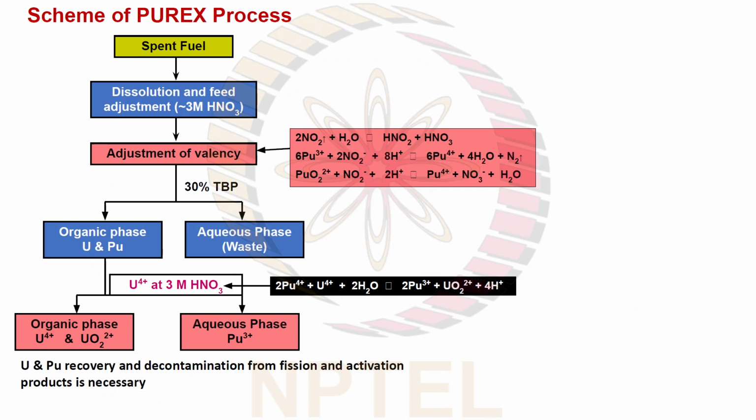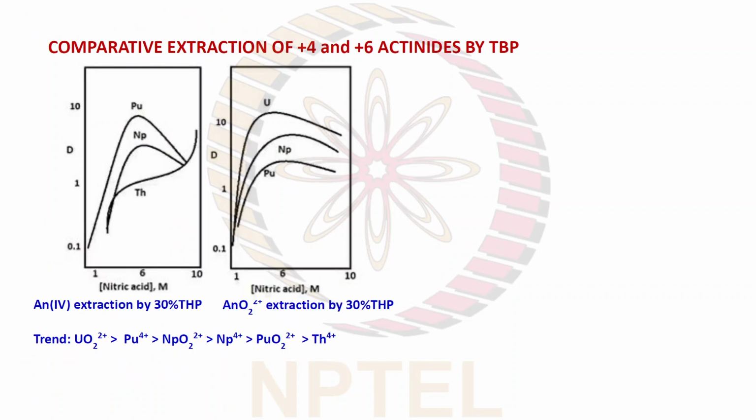The scheme of the Purex process is: there is a spent fuel, then dissolution and feed adjustment by 3 molar HNO3, adjustment of valency, then 30% TBP, with uranium and plutonium in the organic phase and waste in the aqueous phase. Then there is the organic phase with U4+ and UO2 2+ in the aqueous phase. U and Pu recovery and decontamination from fission and activation products is necessary. The comparative extraction of +4 and +6 actinides by TBP is UO2 2+, then Pu4+, then NpO2 2+, then Np4+, then PuO2 2+, and Th4+.